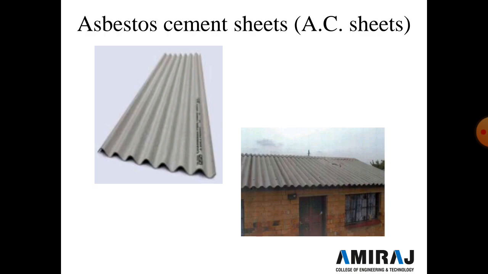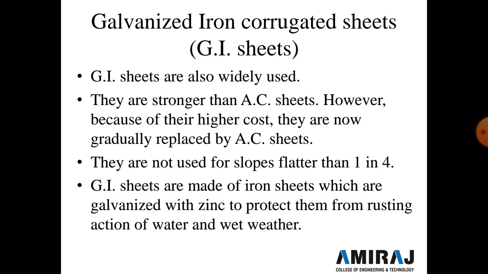So these asbestos cement sheets are generally used in residential buildings. Now the next type of sheet is the galvanized iron corrugated sheet, also called a GI sheet, and these sheets are widely in use. They are stronger as compared to asbestos cement sheets. However, because of their higher cost, they are now gradually being replaced by AC sheets, and they are not used for slopes flatter than 1:4.